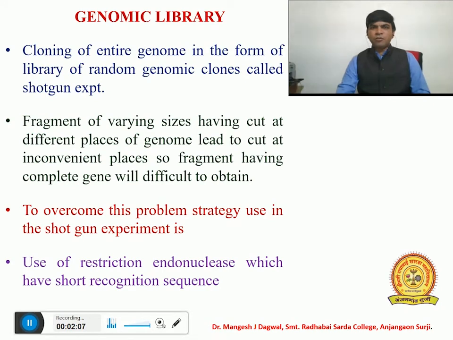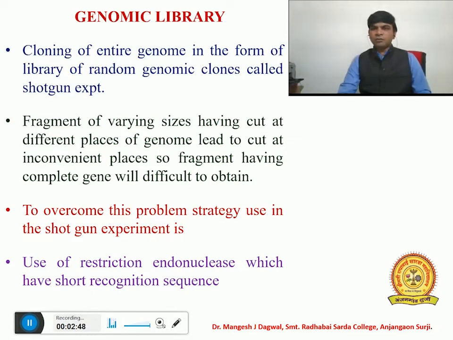Now in this genomic library, the cloning of the entire genome in the form of a library of random genomic clones is called the shotgun experiment. According to the shotgun experiment, the entire genome is cloned as a library of random genomic clones. This experiment produces fragments of varying sizes, cut at different places of the genome, which can lead to cuts at inconvenient places. So a fragment having a complete gene is difficult to obtain.